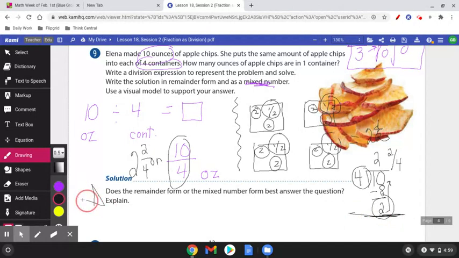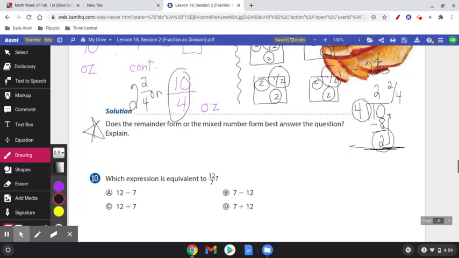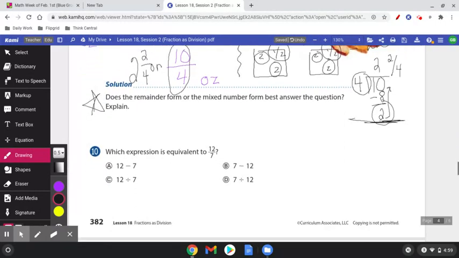So it says this question right here, does the remainder form or the mixed number form best answer the question? It would be the mixed number form. We want to use all of those ounces. We don't want to put 2 in each container and then just leave the 2 left over. Those 2 left over can be divided up by putting a 1/2 in each.